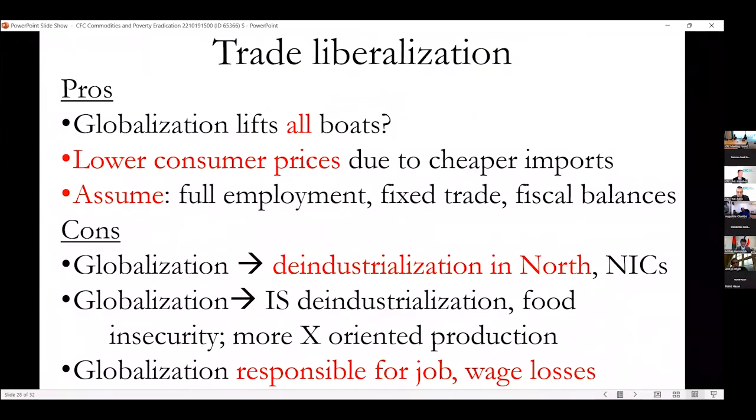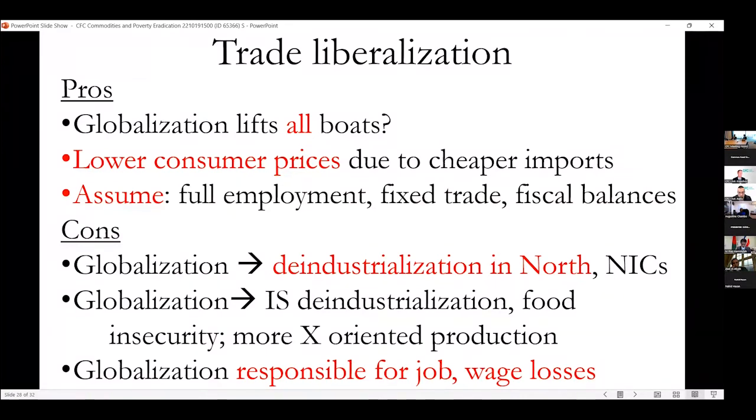And what has also happened is that besides deindustrialization in developing countries, you also find greater food insecurity, as much more production is export oriented.